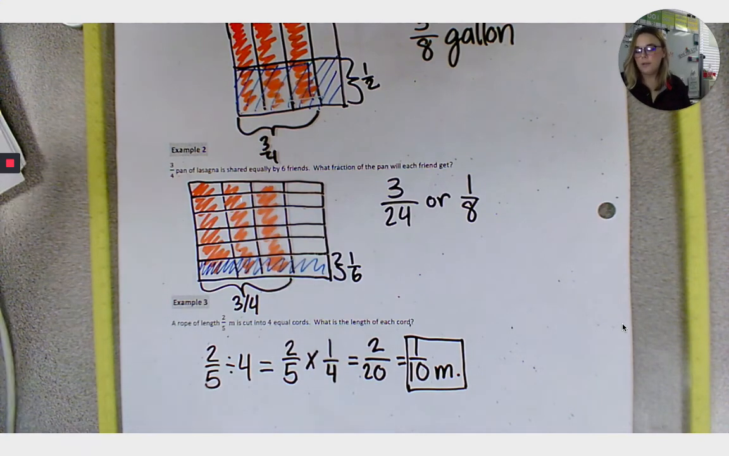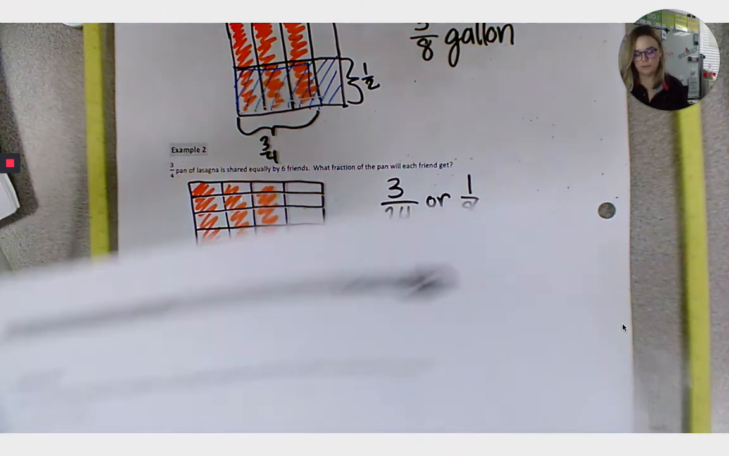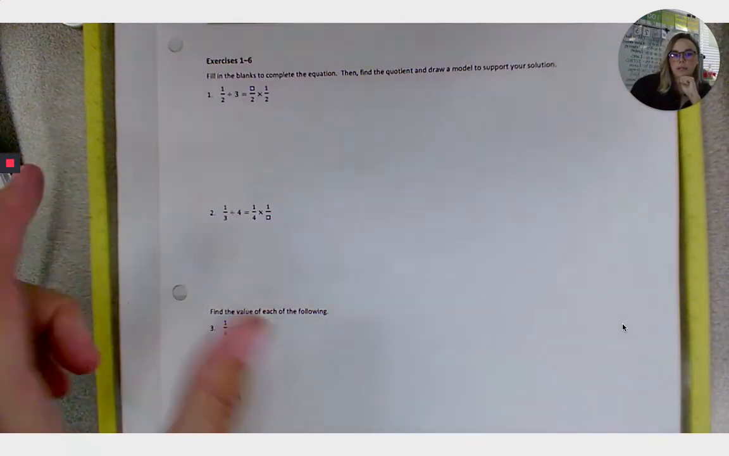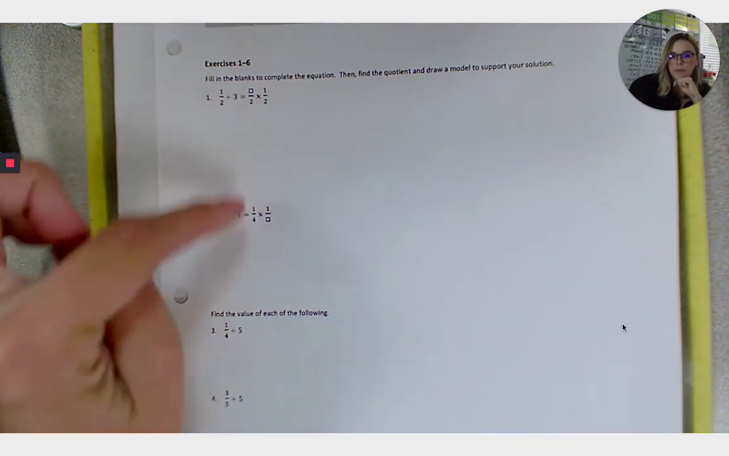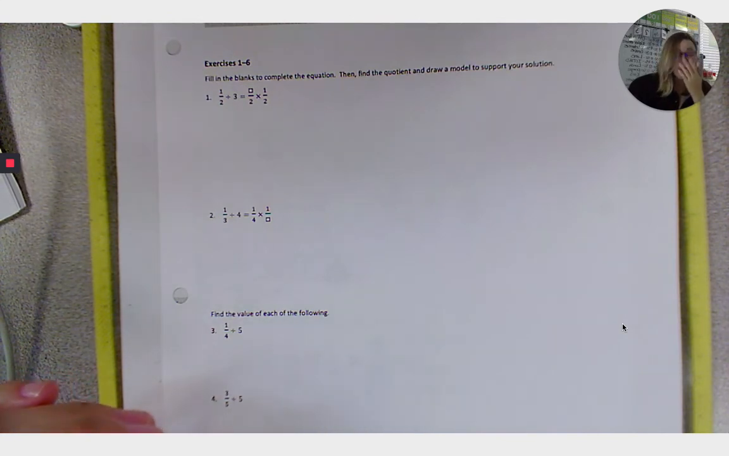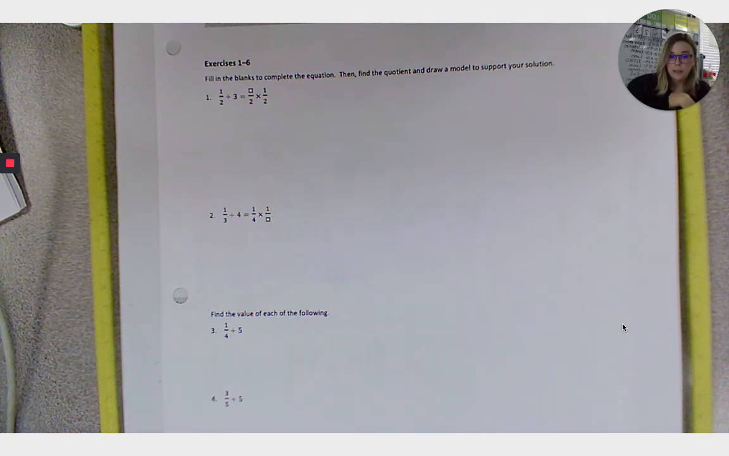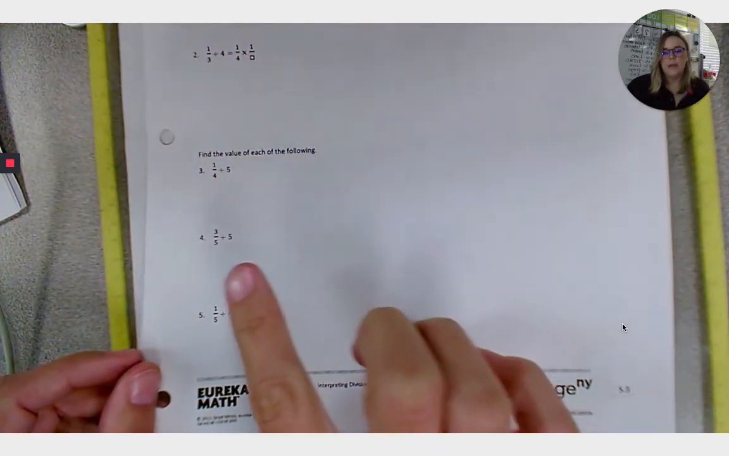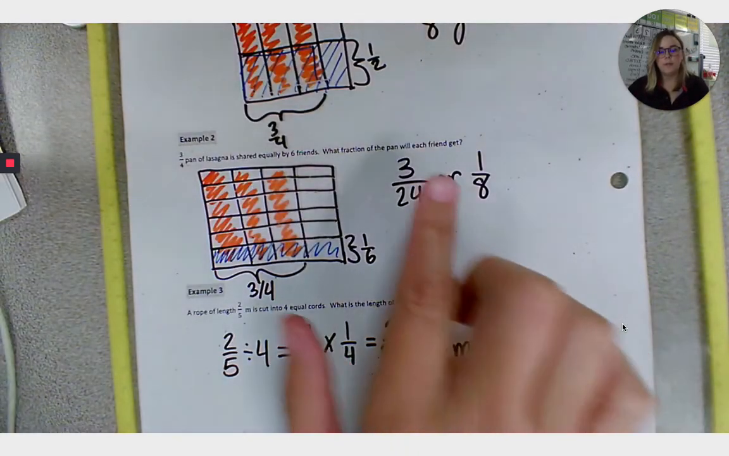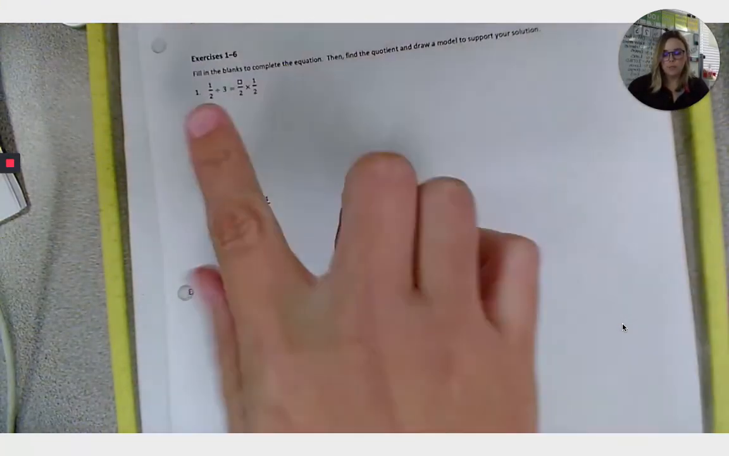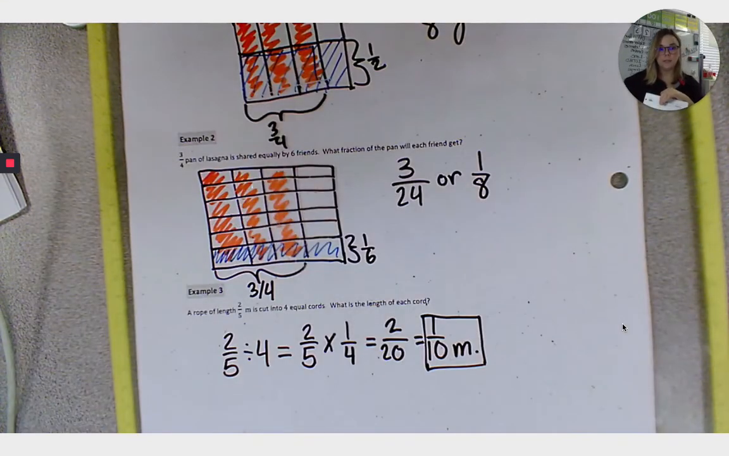So for your independent practice, you have examples 1 through 5. So for 1 and 2, you are filling in the 2 blanks. There's a blank up here and a blank down here. You don't need to draw the model to support it. If drawing the model helps, then you can, but just fill in that blank. And then for 3, 4, and 5, you're finding the value. You can use either one of these methods. You can draw the boxes or you can do the number sentence, either one. So you have 1 through 5, and then you also have an exit ticket to complete.